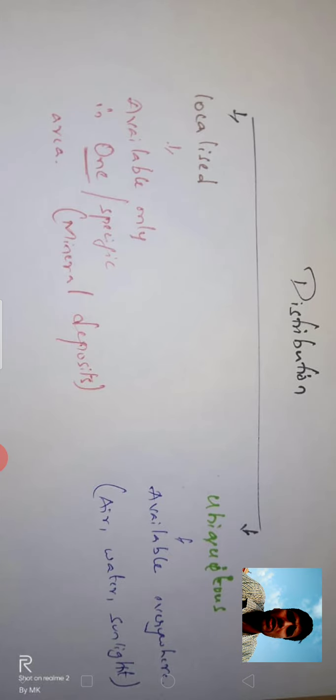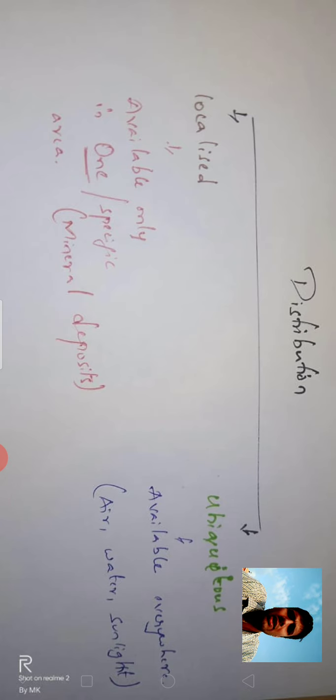Then coming to distribution. Based on distribution, it's like availability. Certain things which are available everywhere, we call them ubiquitous resources. For example, air, water, sunlight, they are available everywhere.